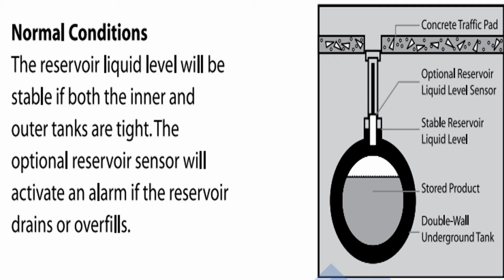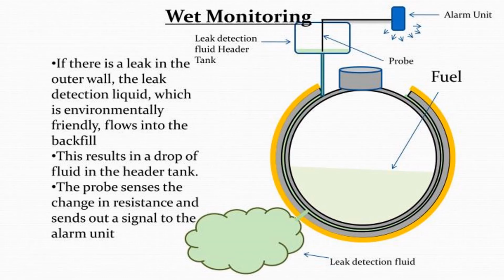So in the normal conditions, everything is stable and stays where it is. The liquid will stay where it is, and it never goes into alarm. The only thing you're looking for on your automatic tank gauge is that this sensor shows normal. That's the only thing it ever indicates on the automatic tank gauge is normal. So as long as it's normal, you're in compliance.